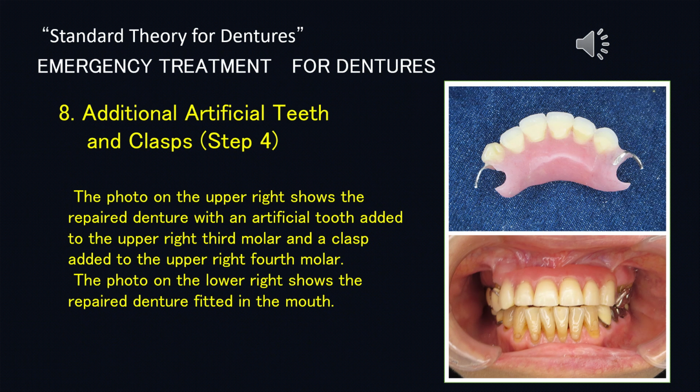Additional artificial teeth and clasps. Step 4. The photo on the upper right shows the repaired denture with an artificial tooth added to the upper right third molar and a clasp added to the upper right fourth molar. The photo on the lower right shows the repaired denture fitted in the mouth.